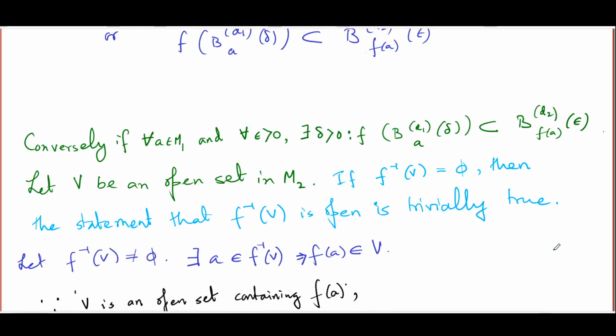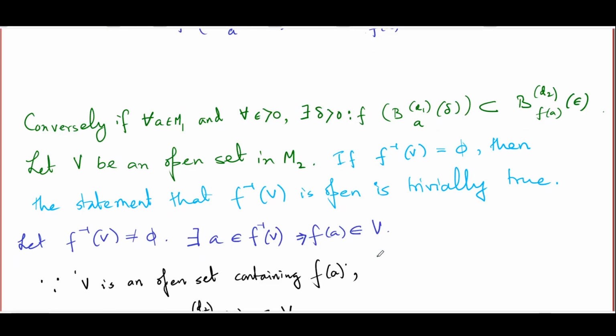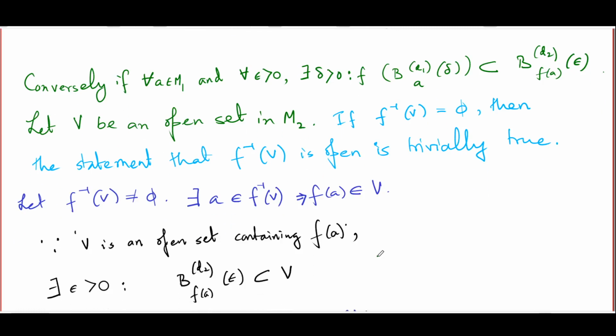In other words, there must be at least one element A which belongs to F inverse V. In other words, there must be at least one A such that F of A belongs to V. Now V, remember, is an open set. So V is an open set which contains Fa under these conditions. So Fa has to be an interior point, so there must exist a positive epsilon such that the epsilon ball centered around Fa must be contained entirely within V. I'm not going to keep on mentioning which metric the ball is going to follow because that should be clear from the context.